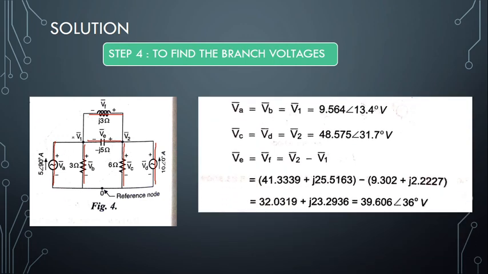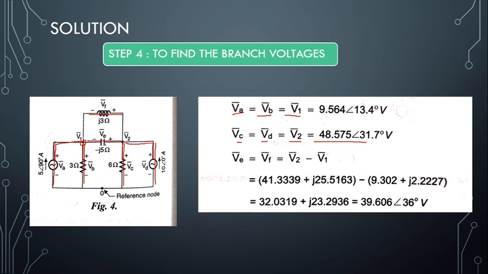Now, when you see here, VA is connected to V1, VB is also connected directly to V1. So VA and VB will have the same value of V1 which is 9.564 angle 134. Similarly, VC is directly connected to V2 and VD is also directly connected to V2. So VC and VD will have the similar value of V2 as 48.575 angle 31.7.